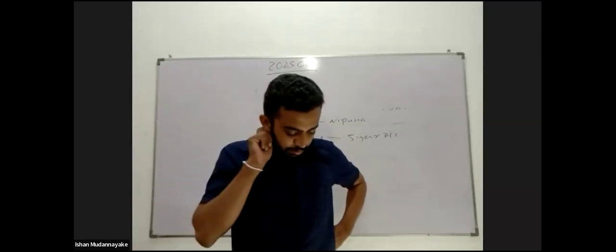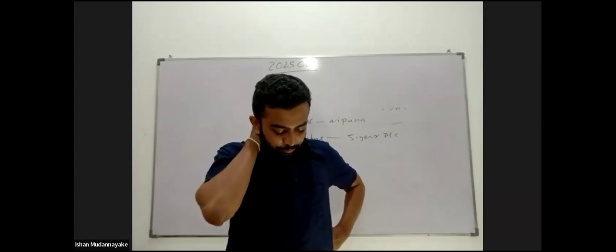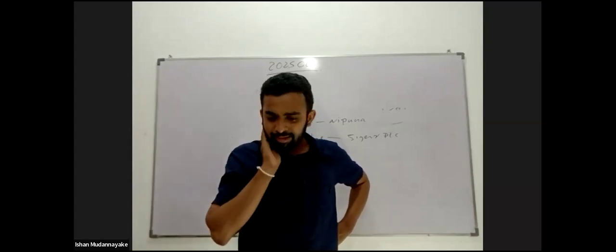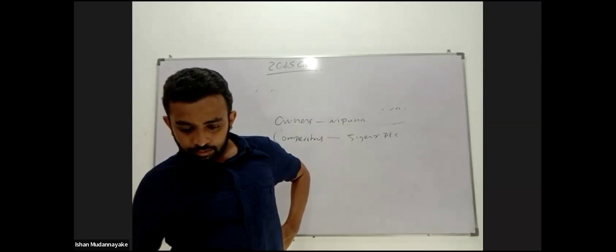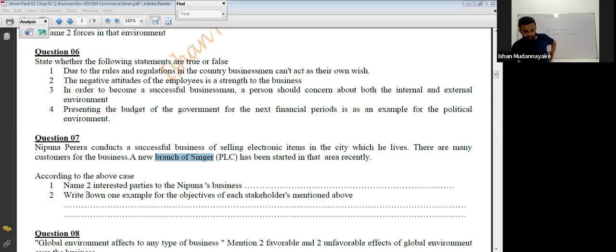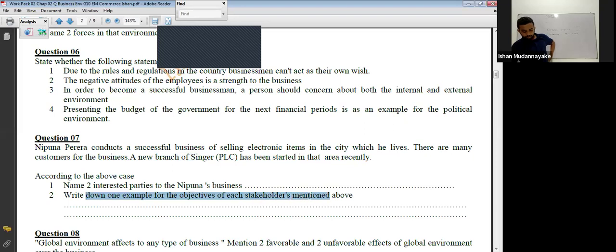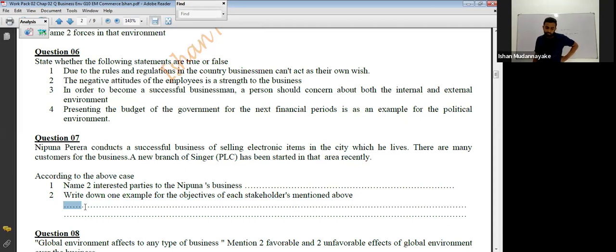Right, next, the second one. Write down one example for the objectives of each stakeholder mentioned above. Now, one objective of the owner is security of investment. Then you need to give the answer using the given case: owner Nipuna, objective security of investment. Another is growth of the business operation in future.